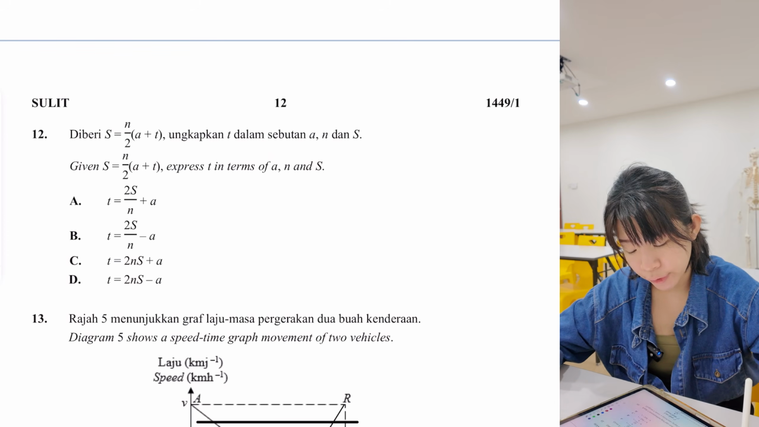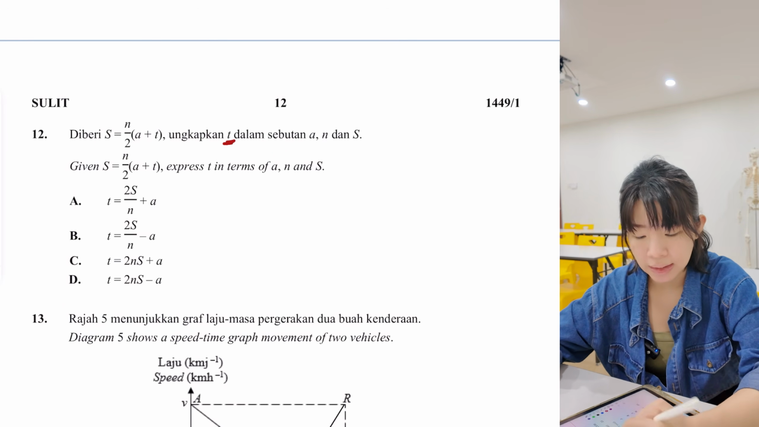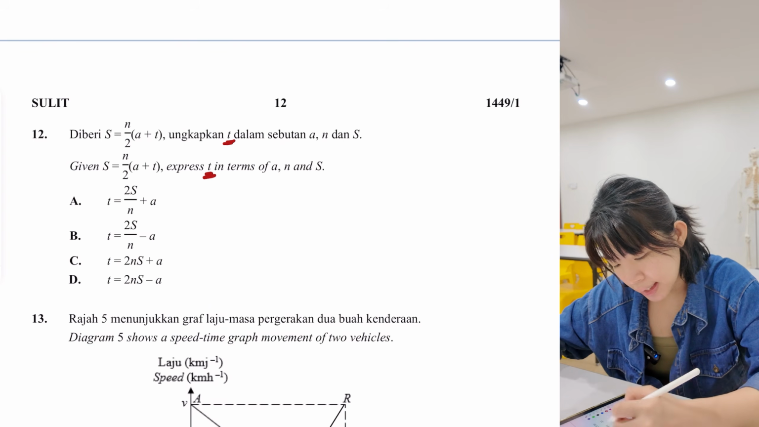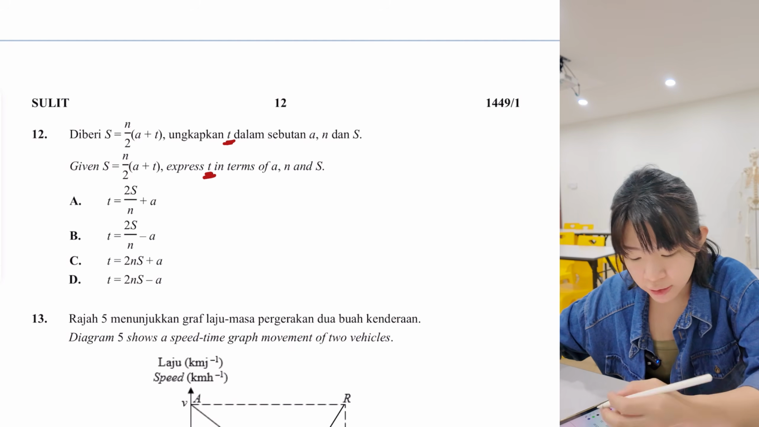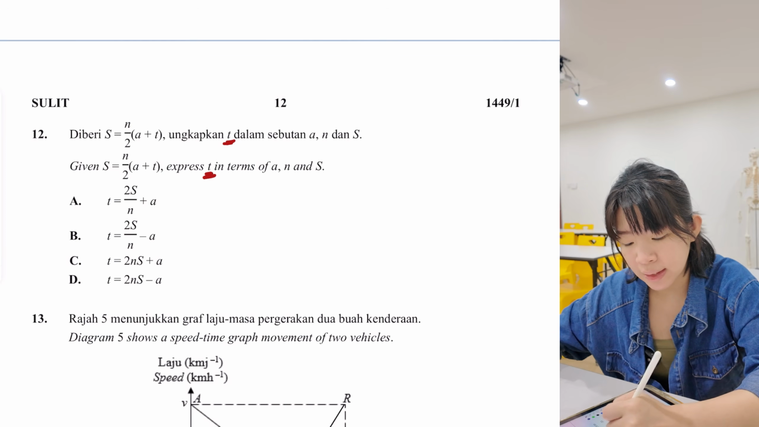Okay, question 12. They give us an equation and ask us to express t. We need to make t the subject. Let's see, t is here on the right hand side. At the end, what we want to achieve is t to be alone. Now we have to get rid of everything with the t. So we have n over 2, we have a.